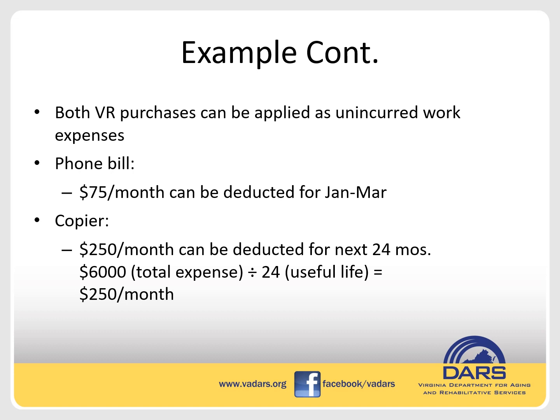Okay, so she's got, again, $75 a month in her phone bill that is going to be deducted from January through March that VR is paying for, and then $250 a month over the next 2 years to account for the copier. Okay, those are the unincurred business expenses that you as the WISA have identified.